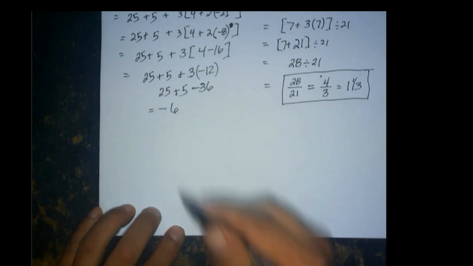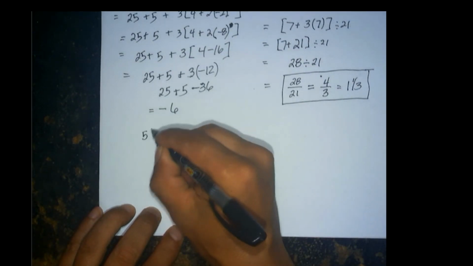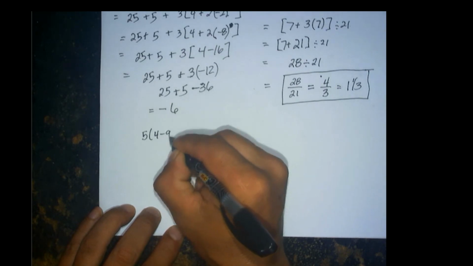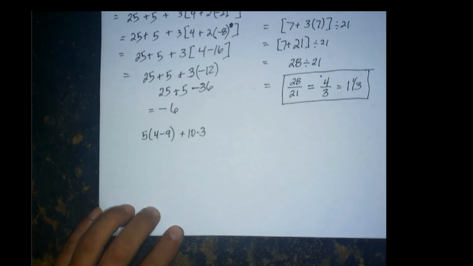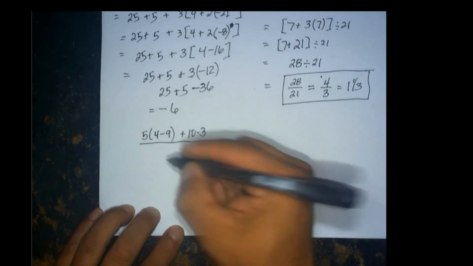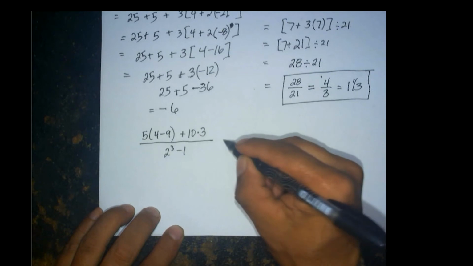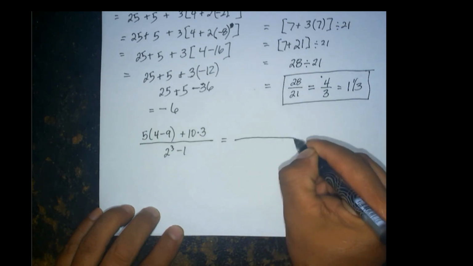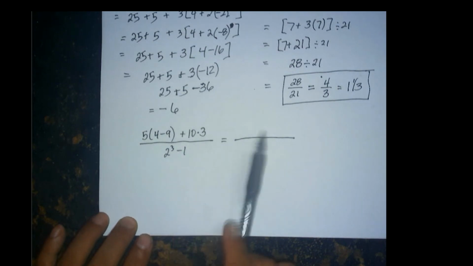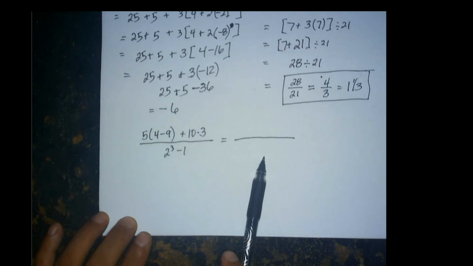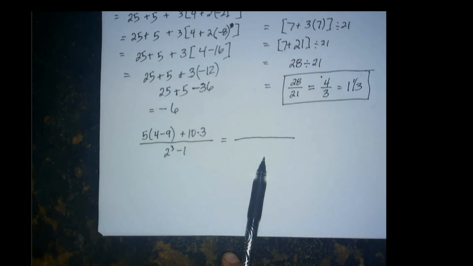So here we go. 5 times 4 minus 9 plus 10 times 3, divided by 2 cubed minus 1. Okay. So the way to do this is you do the top and you get an answer, and you do the bottom and you get a number, and then you divide the two numbers, right? Right? Yes. Okay.